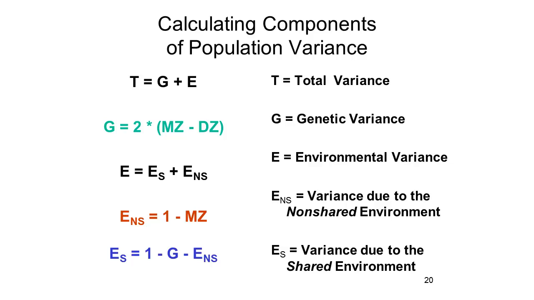So we estimate the non-shared environment by subtracting the monozygotic correlation from perfect 1.0. And once we've estimated the contributions of the genes and the non-shared environment, variance due to the shared environment is all that's left. So that can be estimated simply by subtracting the genetic variance and the non-shared environmental variance from 1.